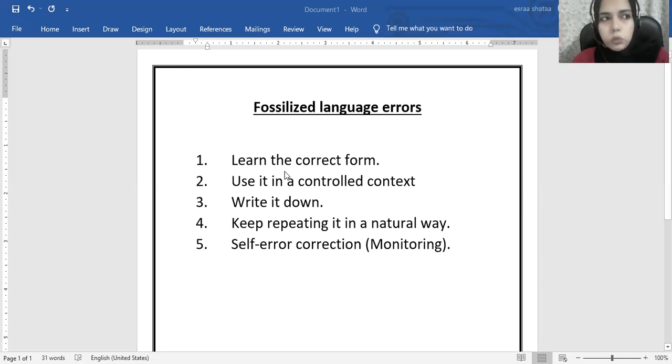For example, I would use the correct form. I would say, I have been working as a teacher for 5 years. And that's the controlled context that I mean. So if you have other mistakes like "people is" or "I am engineer," other grammatical mistakes, you need to get the correct form in the controlled context or in a meaningful sentence. That's the second step. Third step, write it down.